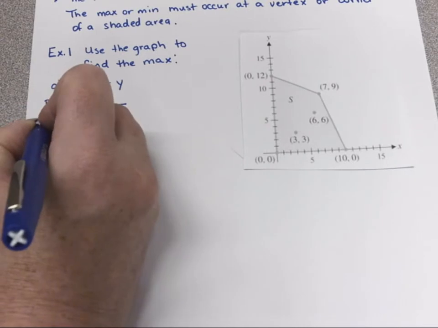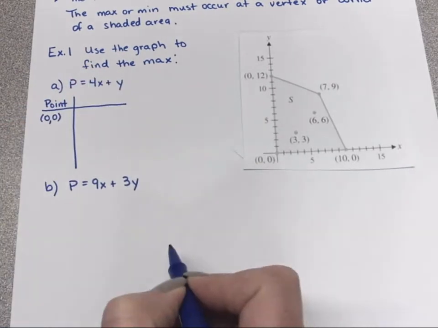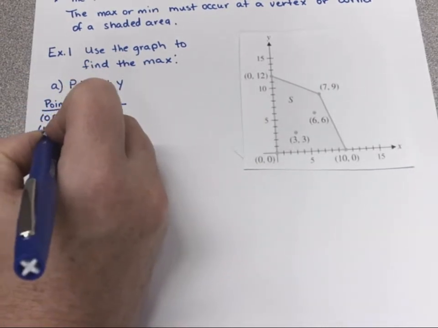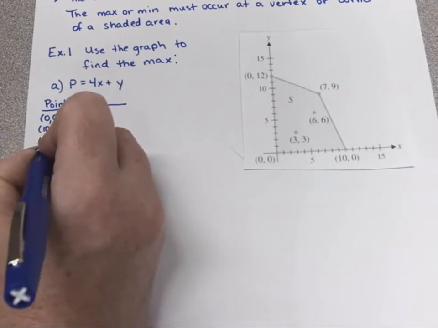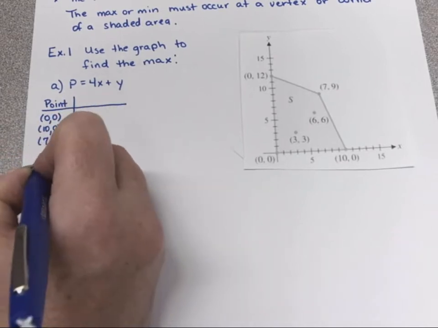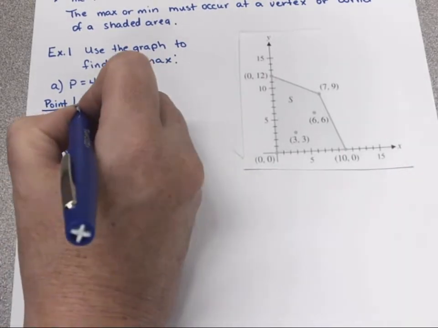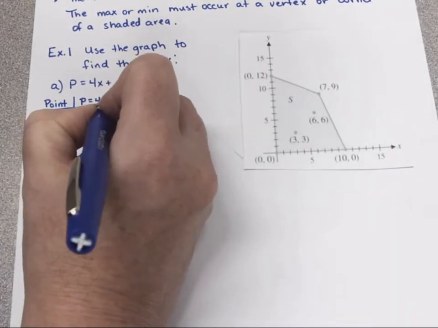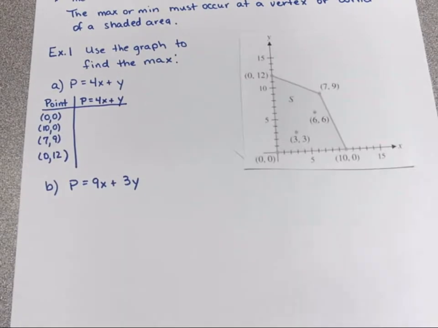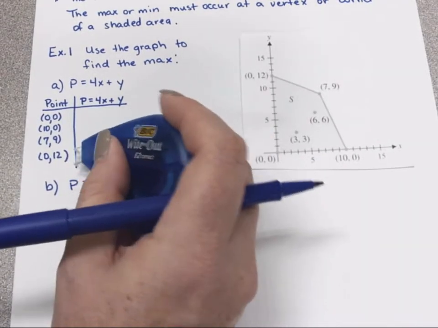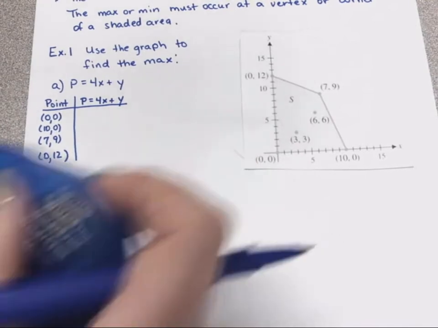So we've got some different corner points. What are the corner points if you look at your graph? (0, 0), (10, 0), (7, 9), and (0, 12). And the equation that we'd like to maximize is this profit of 4x plus y. So we are going to find the values of profit for each of the x and y combinations.